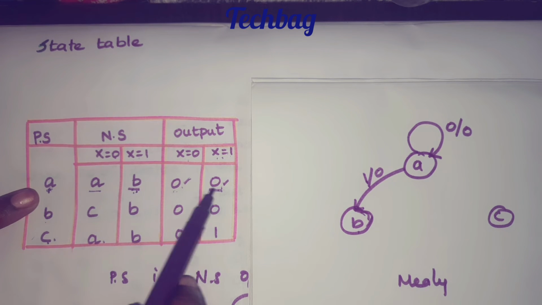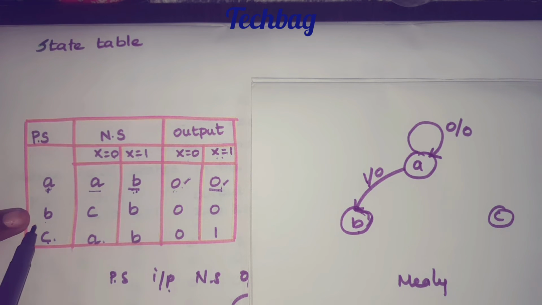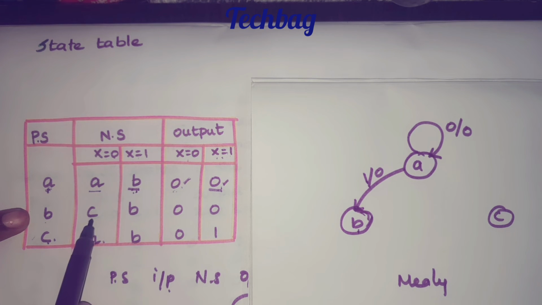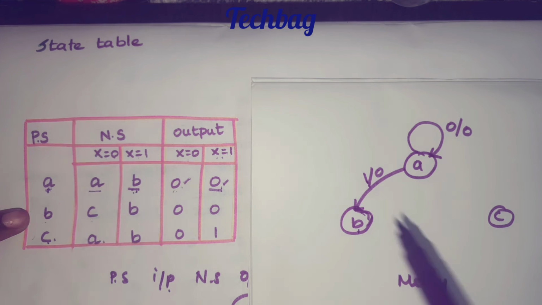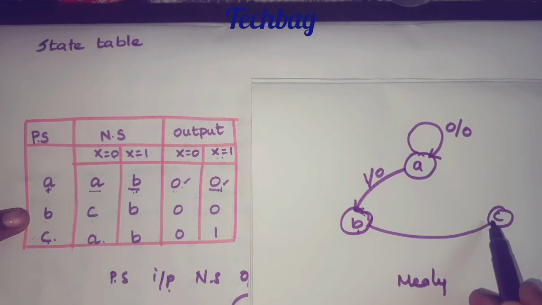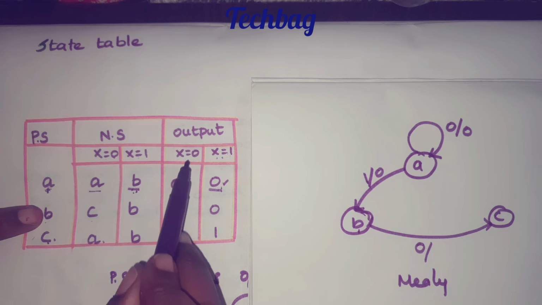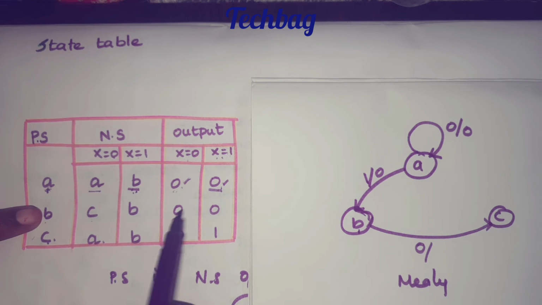Then first line over. Then the second line, B, present state is B. X is 0. The next state is C. So you should move from B to C if input is 0. Right. The next one, you have to write the output. So in the B line, if X is equal to 0, output is 0. So you have to write 0 here.